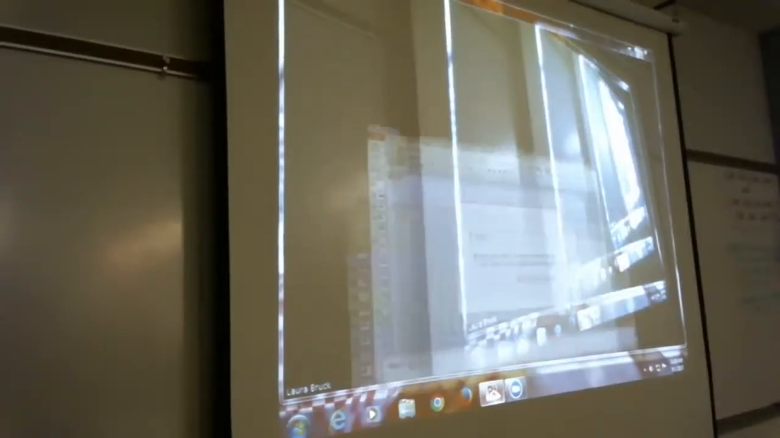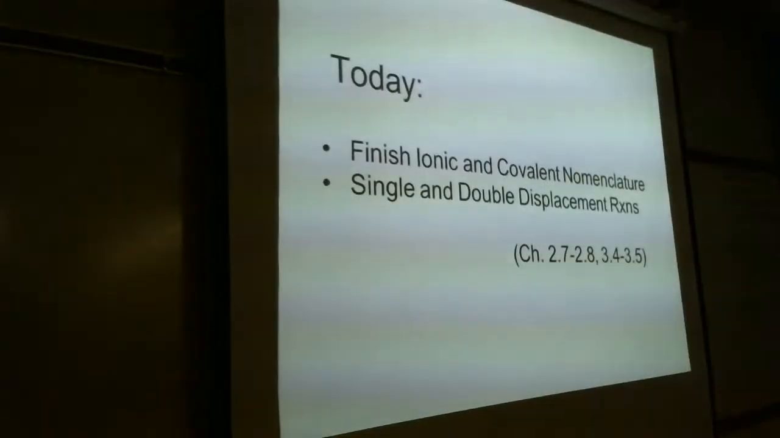All right, so today we're going to finish up ionic nomenclature. There's only one little detail we have to talk about there. Then we're going to get into covalent nomenclature, and we're going to do single and double displacement reactions. So a lot of ground to cover in this remaining portion of the class.